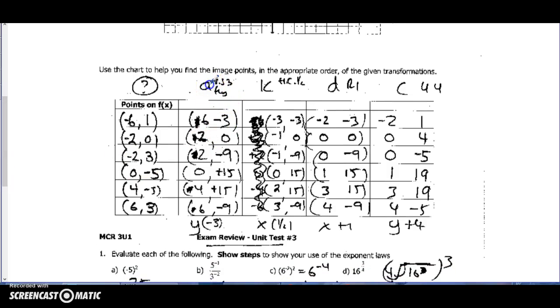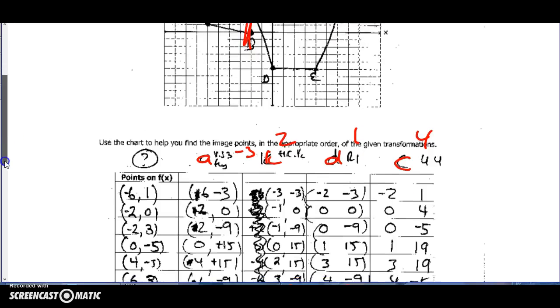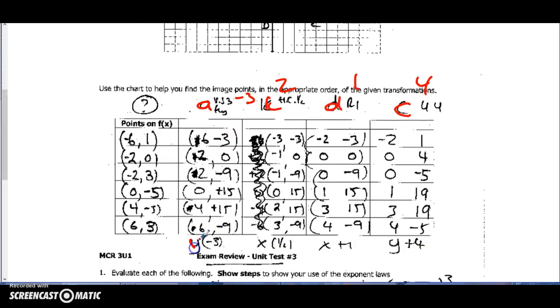Transformations are transformations. I have A, I have K, I have D, I have C, and they are -3, 1/2, 2, 1, and 4. Okay, so I look at the whole thing. So how do I get that? That's the transformation. -3, 2, 1, change the sign to +1 and +4. What happens? Symmetry here. Multiply by -3. It's a vertical stretch of 3, and it's also a flip in the x-axis.